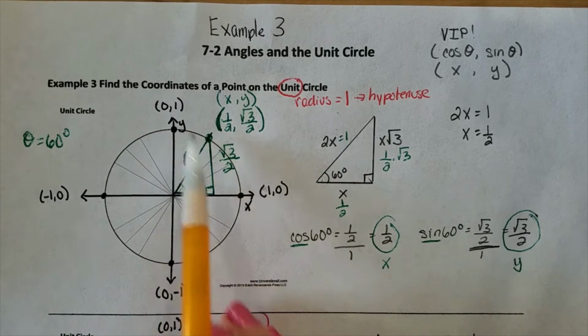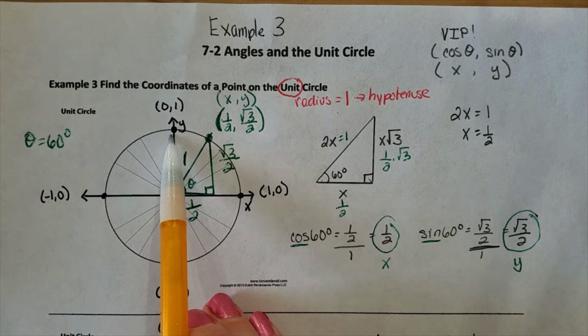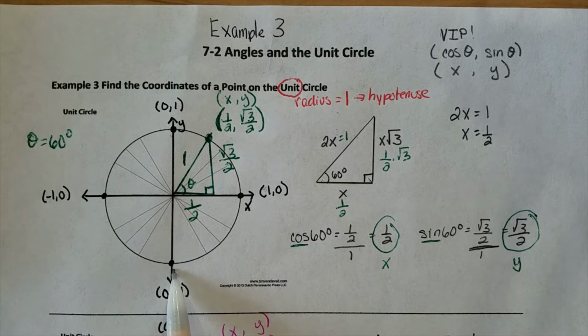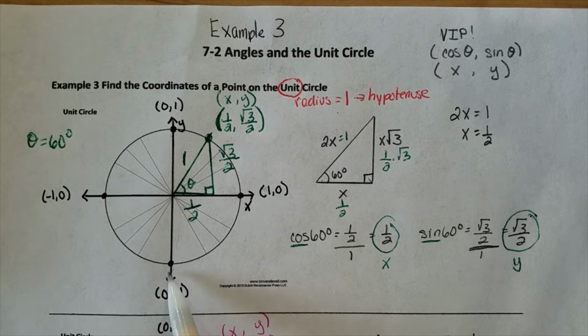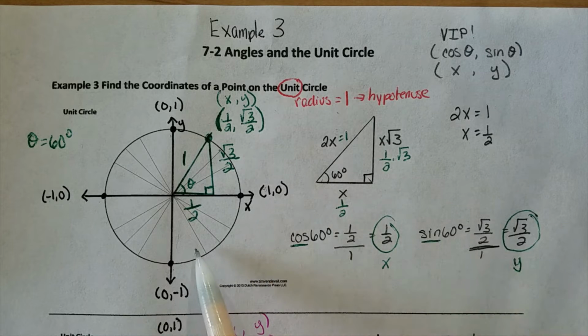Here we are up here at 90 degrees. Your x value is 0, your y value is 1. Down here at 270 degrees, again, your x value is 0, your y value now is -1. This distance all the way around is 1.